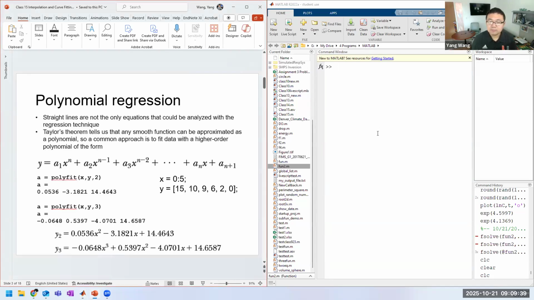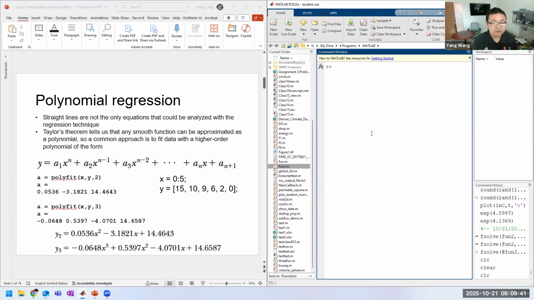Okay, so specifically on curve fitting, we talked about linear regression. Basically, linear regression is just first order regression, right? We assume that there's a line that can pass through all of the different data points, and then we can reduce the mean square error and try to predict the trend line for all of the data. We could also assume that higher orders of lines can represent the data, right? Straight lines are not the only equations that could be analyzed with the regression technique.